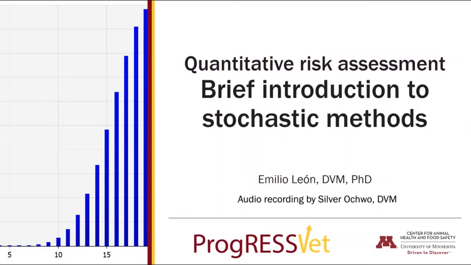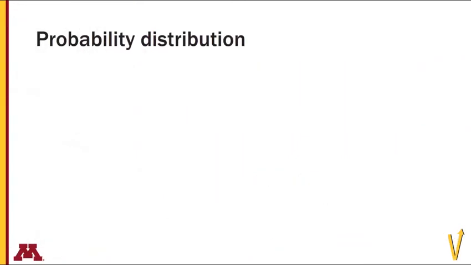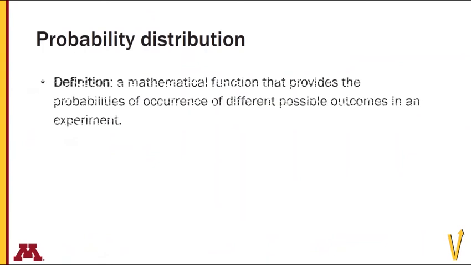The first and the most relevant difference is that in a deterministic model, the parameters are defined as fixed values, while in a stochastic model, they are defined as probability distributions. So what is a probability distribution? It's a mathematical function that provides the probabilities of occurrence of different possible outcomes in an experiment. They are also called frequency distributions. Let's see some examples to illustrate it.